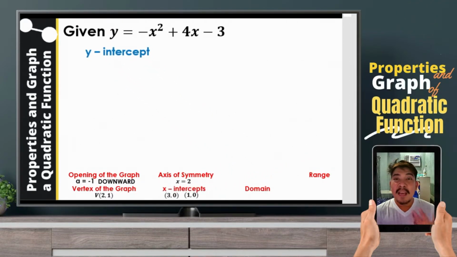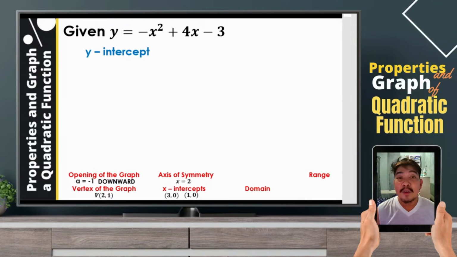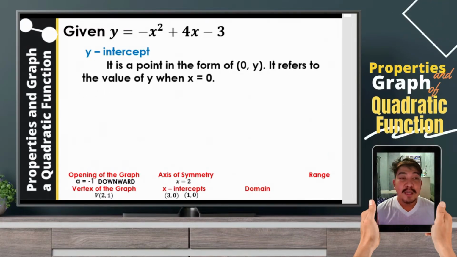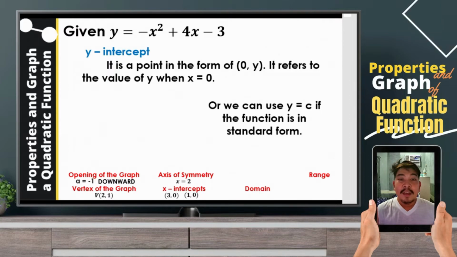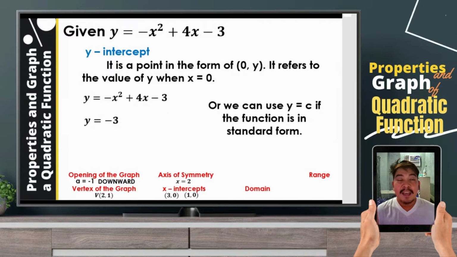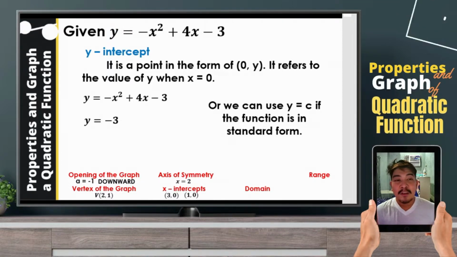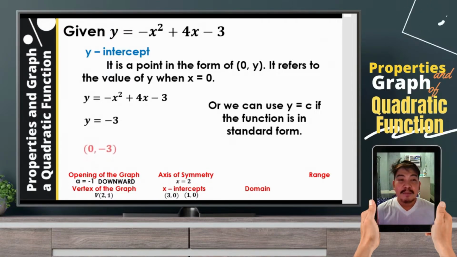So after computing the x-intercepts, let us now solve for the value of the y-intercept. And if you can see, the quadratic function is in standard form, so we only need to get the value of c. And that will be our y-intercept. Okay? Turning this into an ordered pair form 0, y, it will be 0, negative 3.